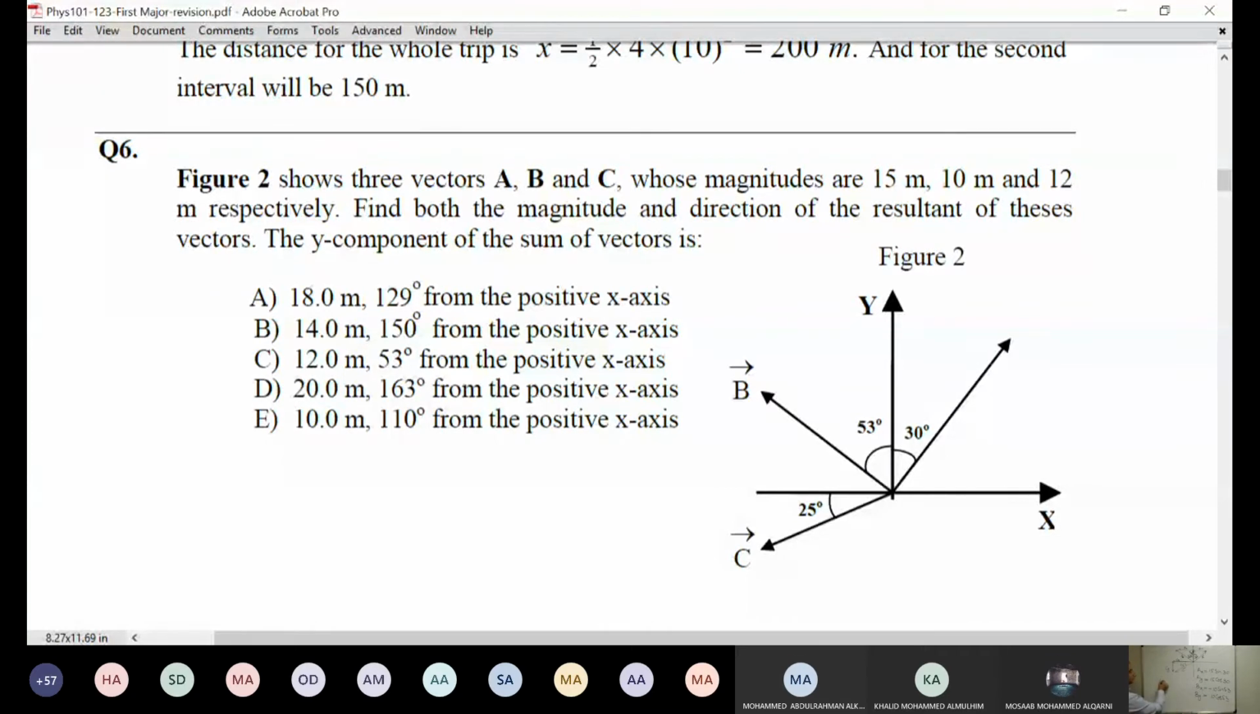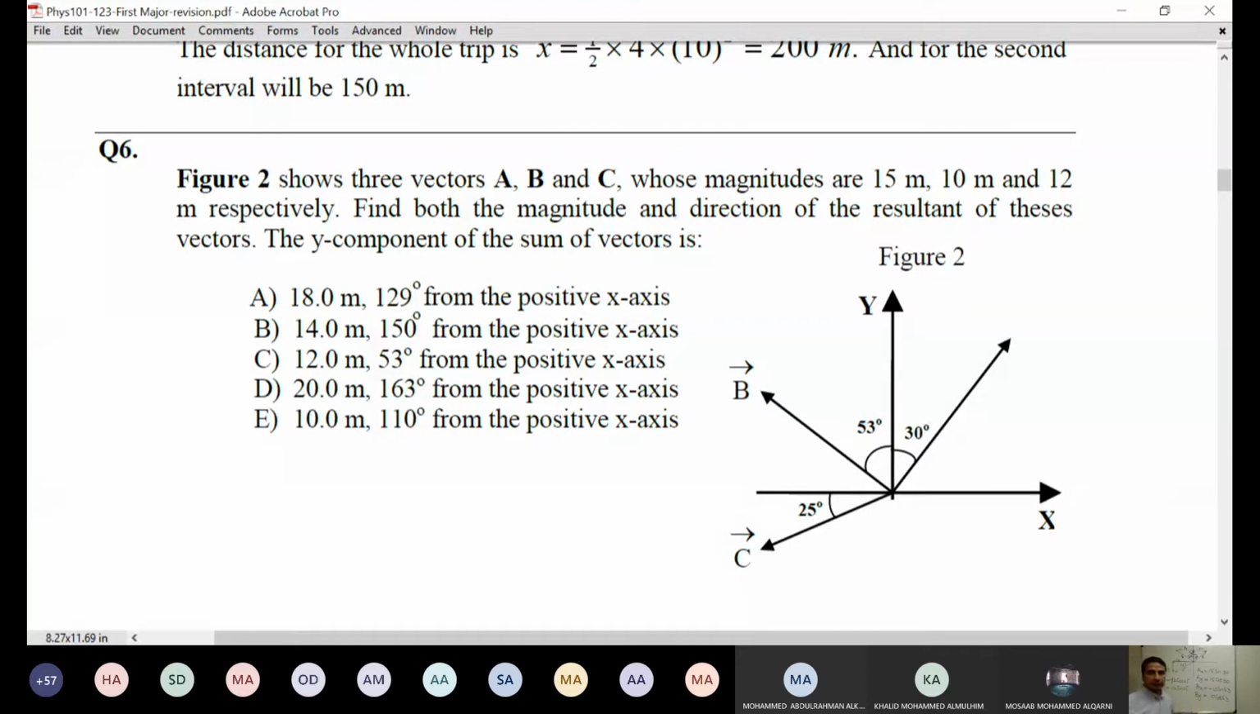So Cx, the magnitude is 12. Sorry, put the negative sign up front, negative 12. And then again here we are talking about this. So this is now the adjacent angle. So therefore it is the cosine 25. And for the Cy, it is minus 12 sine 25. Okay. So everything is adjusted now.